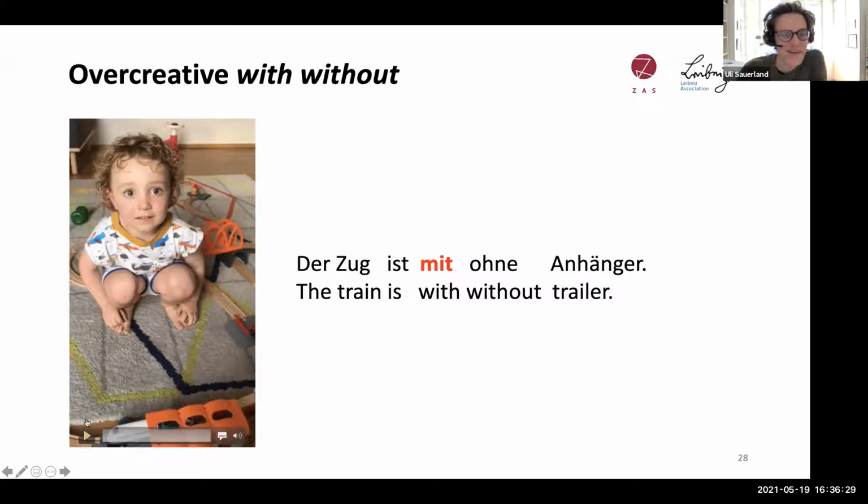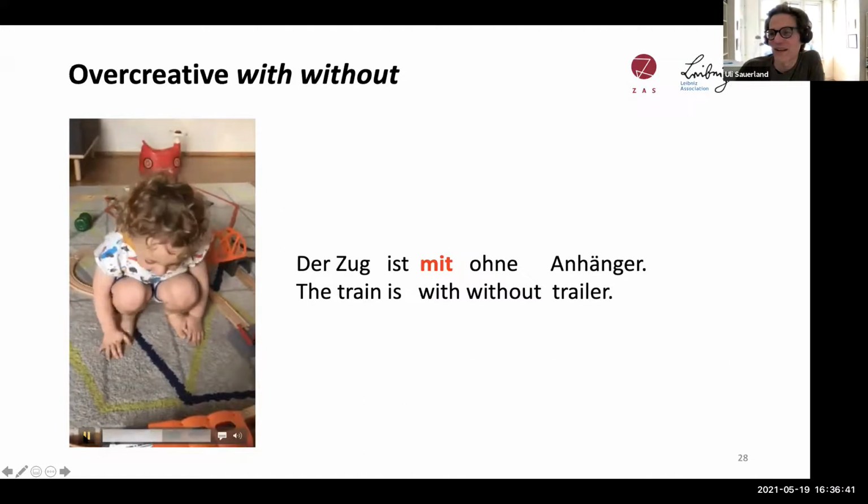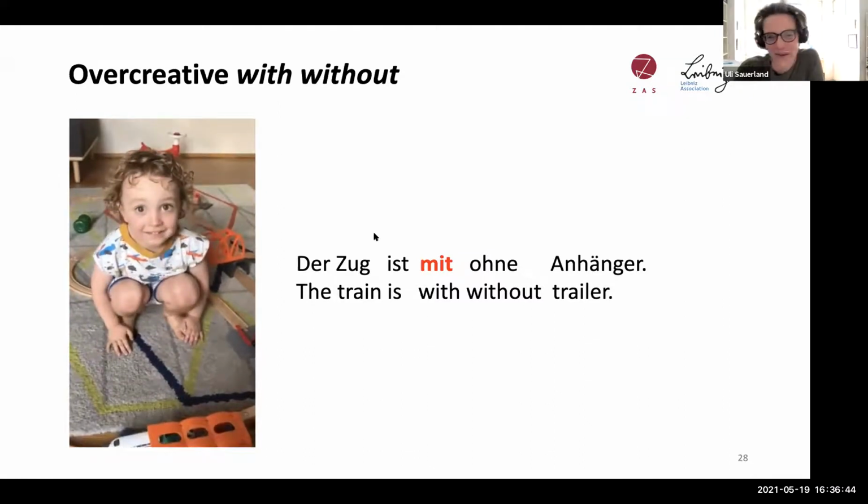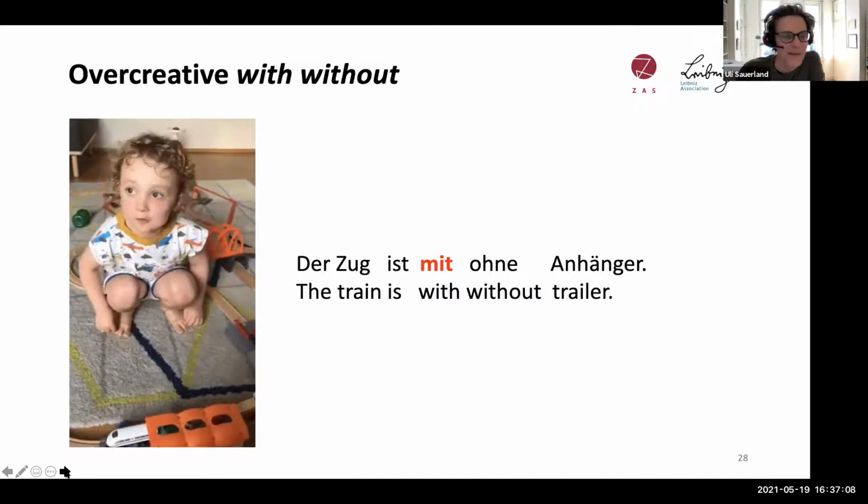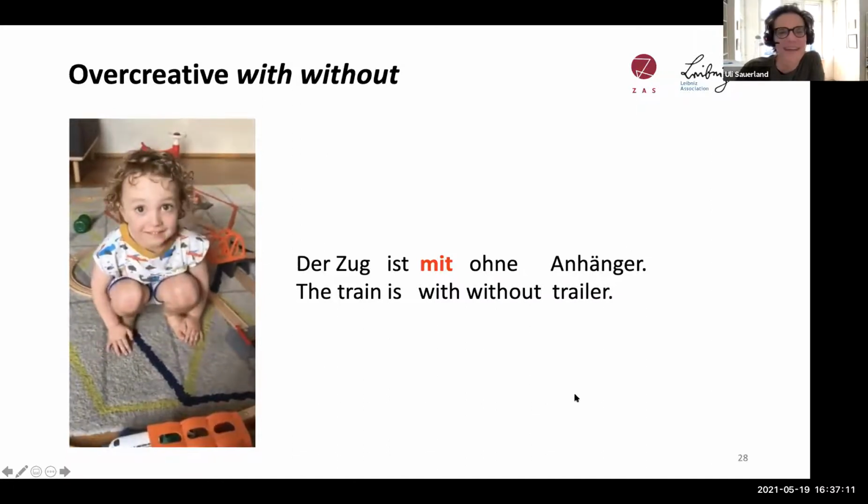And this is not one of my own children, but that of a colleague of mine. You probably won't hear this, but the child says what is written here: "Der Zug ist mit ohne Anhänger." I don't know whether you heard it, but otherwise I won't be able to fix it anyway. So it seems to produce what corresponds to the English "without". But for adults, this is not the way they would say it.